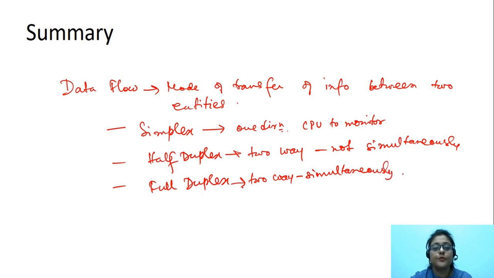Now for full duplex mode of communication, the example we have seen is the telephone communication. And for half duplex, one example can be a walkie-talkie.